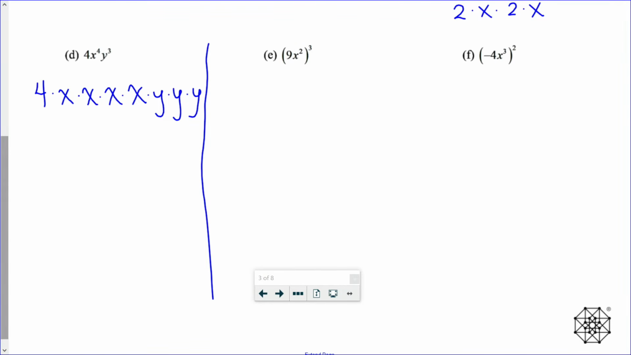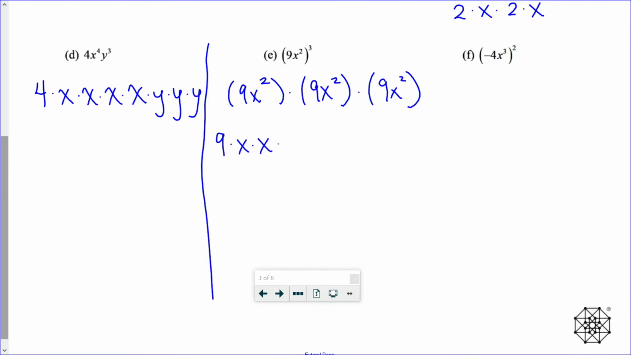Now in letter E, we have 9x squared cubed. We have like an exponent within an exponent. But keep in mind that we want to look, at least initially, at that 9x squared as a single thing, right? See the structure in that expression. It's a single thing, right? So I get 9x squared times 9x squared times 9x squared, and then I can further expand that by doing 9 times x times x.